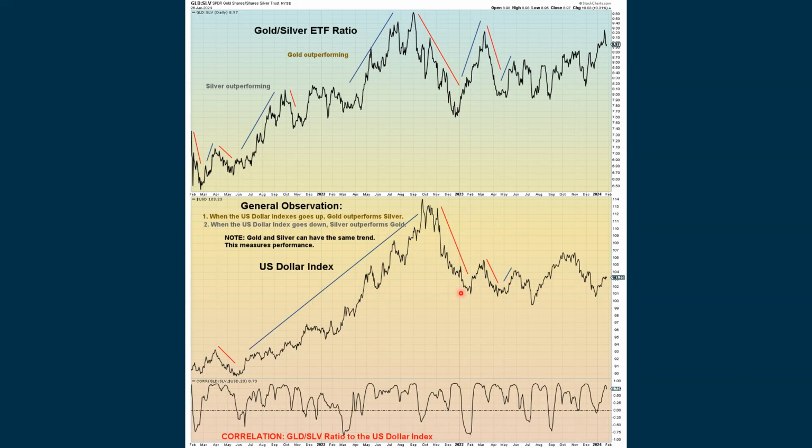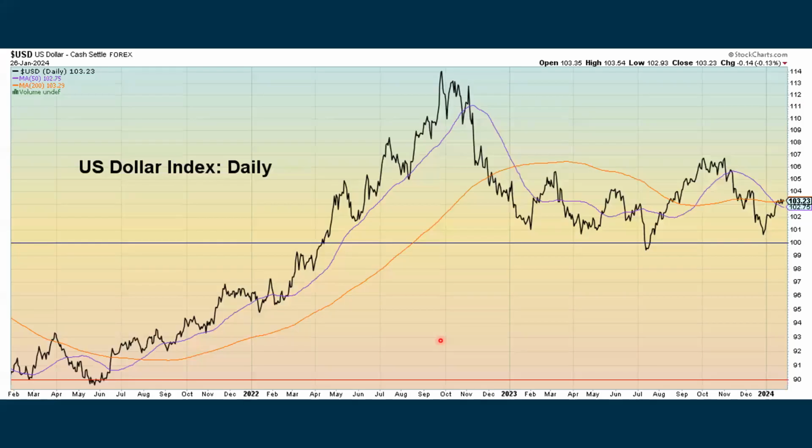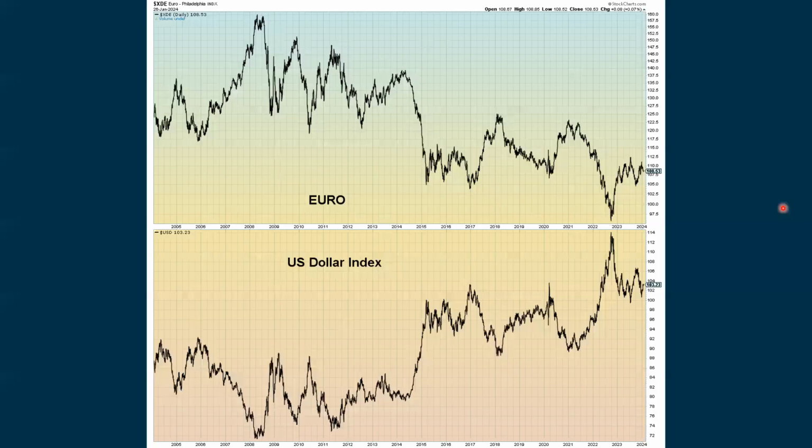Not necessarily anything that we deal with directly. We just use this as some insight. If you are involved in the gold and silver markets, you may find this kind of a study interesting. Here's the dollar index, which continues to be in a downtrend, but it has been bouncing up as we've been coming a little bit further into 2024.